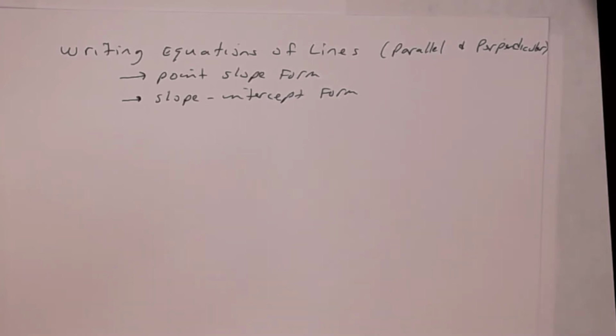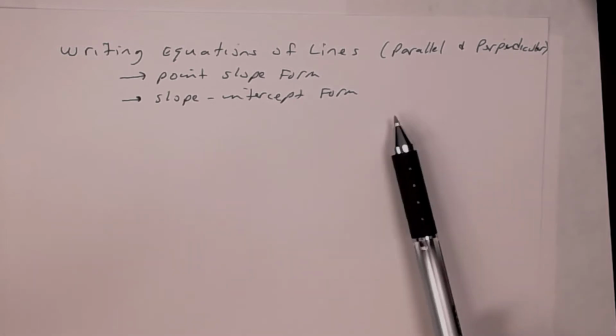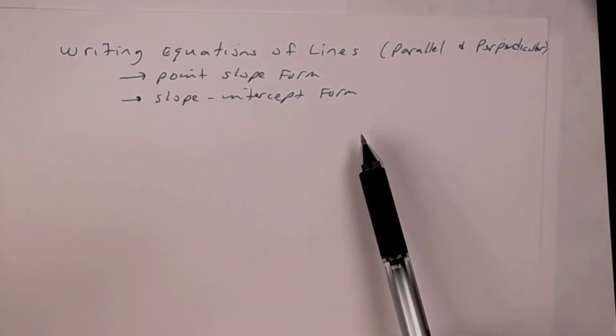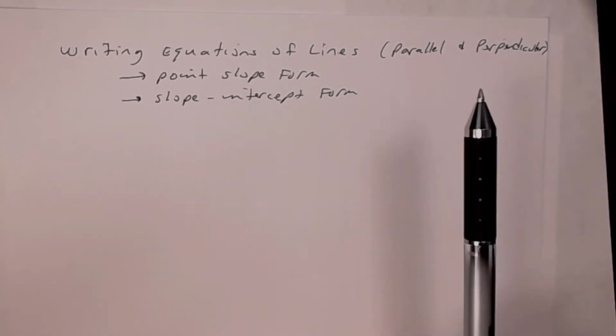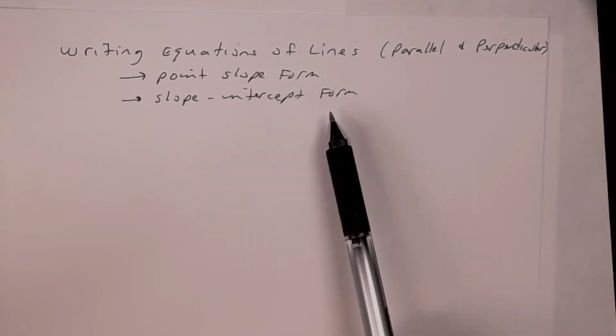In this lesson, we're going to write equations of lines, and the problems will refer to some lines being parallel and some lines being perpendicular. And you're going to want to write these lines in point-slope form and slope-intercept form.